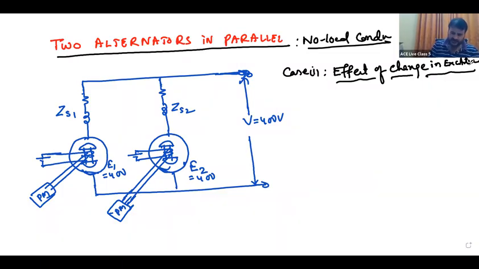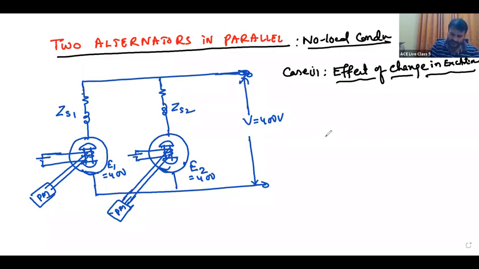Two machines are operating at 400 volts. If the terminal voltage of the incoming alternator increases, E1 increases to E1 dash.